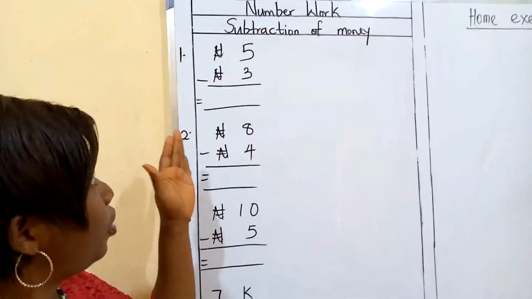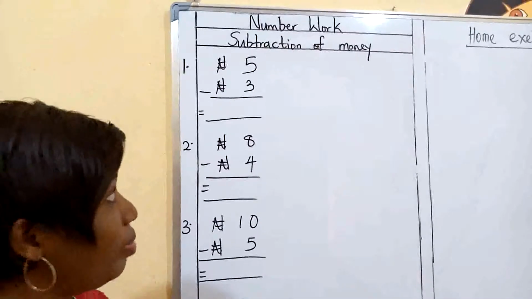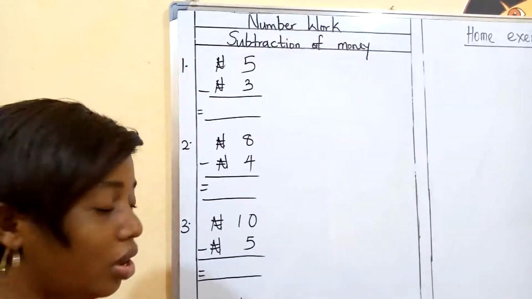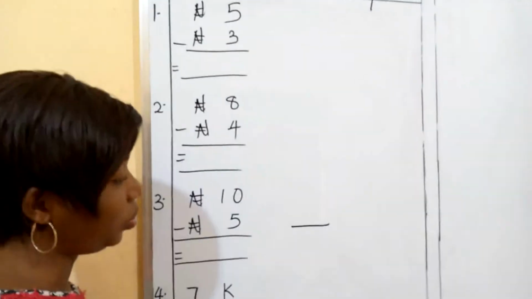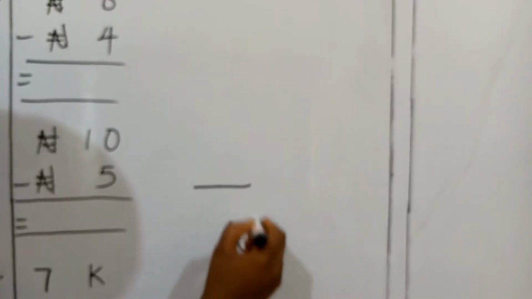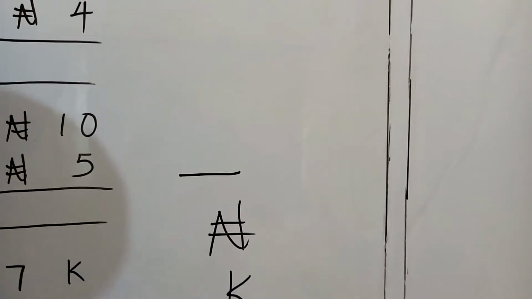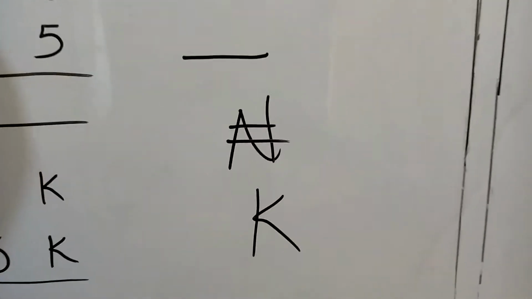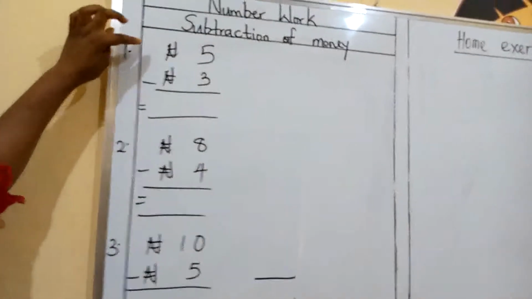On the board here, some money is displayed for us to subtract. Remember, subtraction means to take away. Before we proceed, can you still remember the sign? That is the subtraction sign, but you can still call it the minus sign, to take away. And how about this symbol? This is your Naira symbol, and this is your Kobo symbol. Having known that, now let us subtract this money.